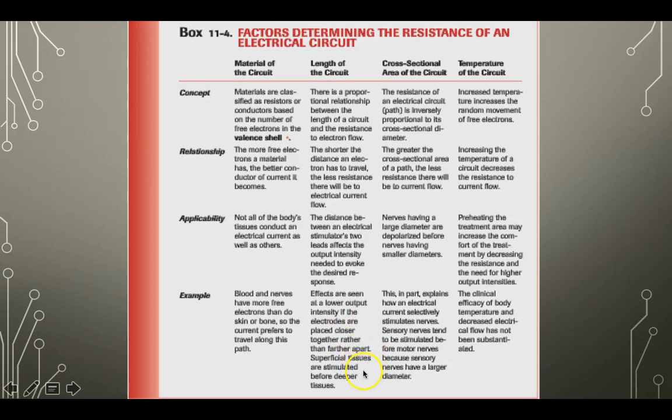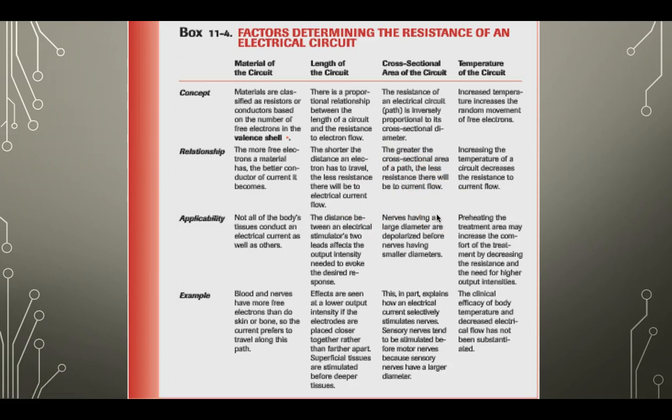So we don't need as much intensity to move the current if they're closer together. So we tend to stimulate superficial tissues sooner and faster than we would deeper tissues. The cross-sectional area, so the diameter essentially of the material, of the wire or the part of the tissue that the current is going to flow through. The greater the cross-sectional area, the less resistance there will be.